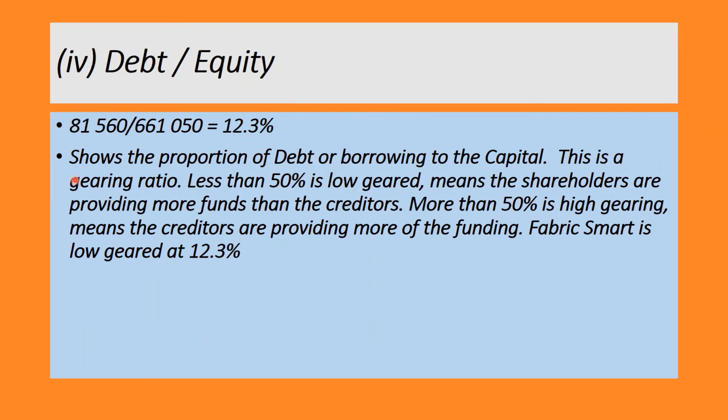This shows the proportion of debt or borrowing to the capital. It is what you call a gearing ratio. Less than 50% is low geared, meaning the shareholders are providing more funds than the creditors. More than 50% is high gearing, meaning the creditors are providing more of the funding. The Fabric Smart is low geared at 12.3%. That means the creditors are providing very little funding for Fabric Smart.